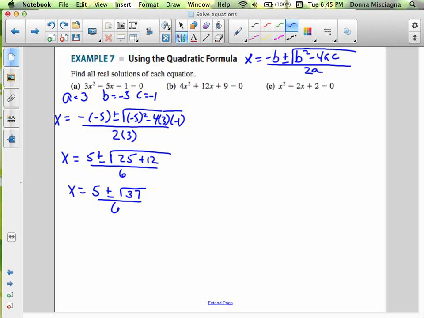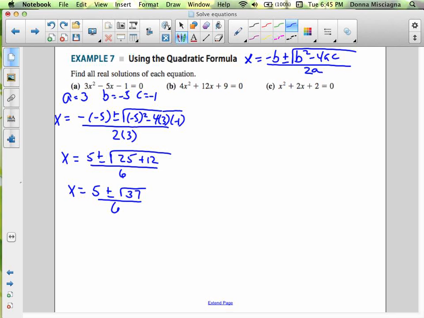Now, a problem like this would be convenient to use quadratic formula to solve because a is not equal to 1. And we'd have some interesting fractions dividing by 3. So that one might be a nice one for quadratic formula.